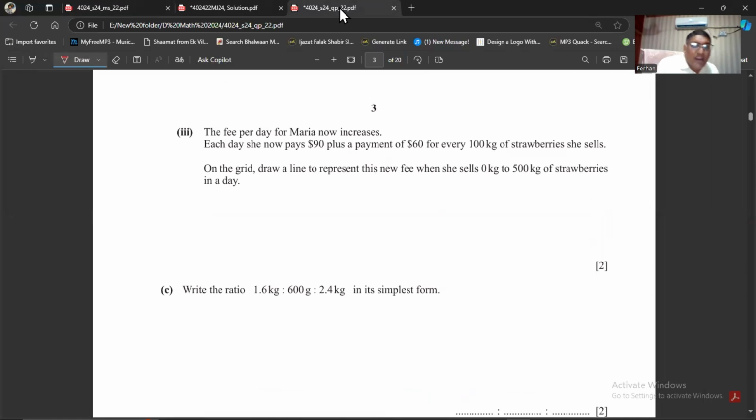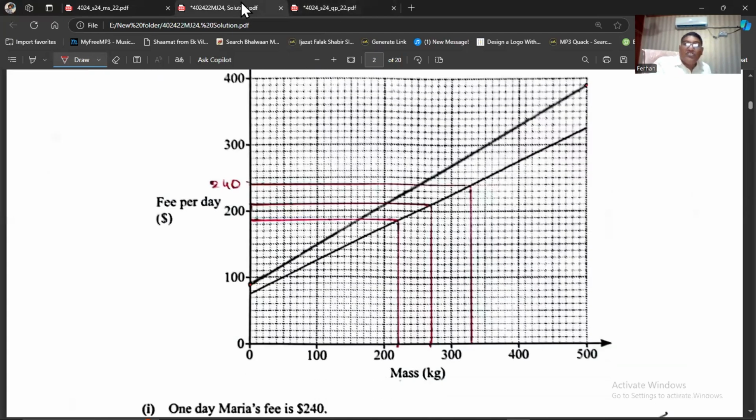Then they say, write the ratio 1.6 kg, 600 gram, 2.4 kg. When we write things in a ratio, their units must be the same. Two quantities are in kg, one quantity is in gram. So you will convert all of them into gram. 1.6 kg can be converted into gram by multiplying it with 1000. In the same way, 2.4 kg can be converted into grams by multiplying it with 1000. Let me show you the solution.